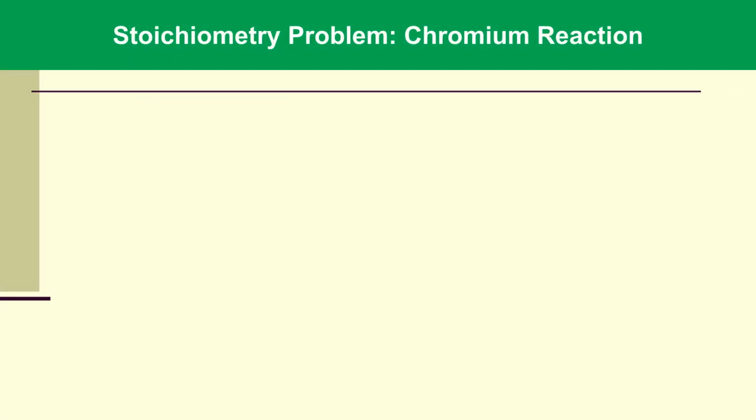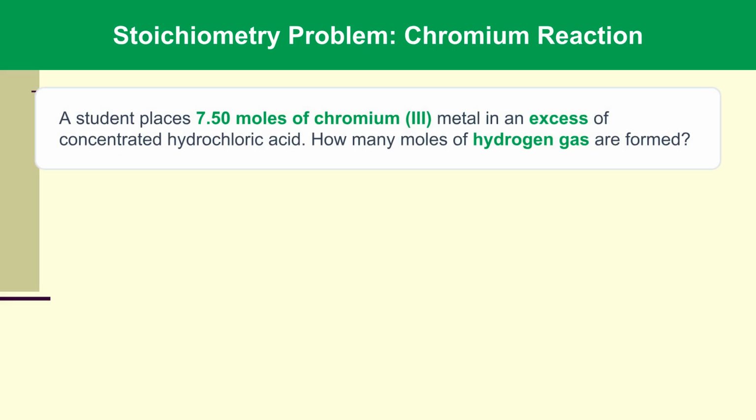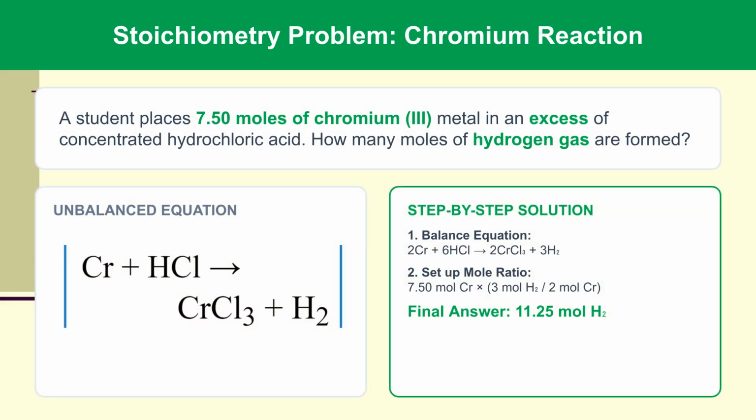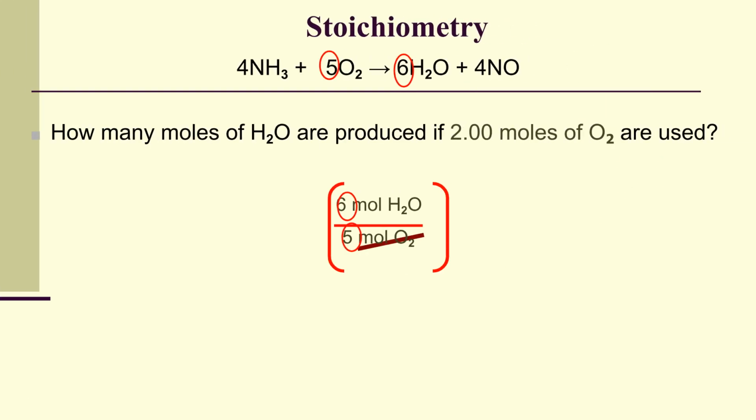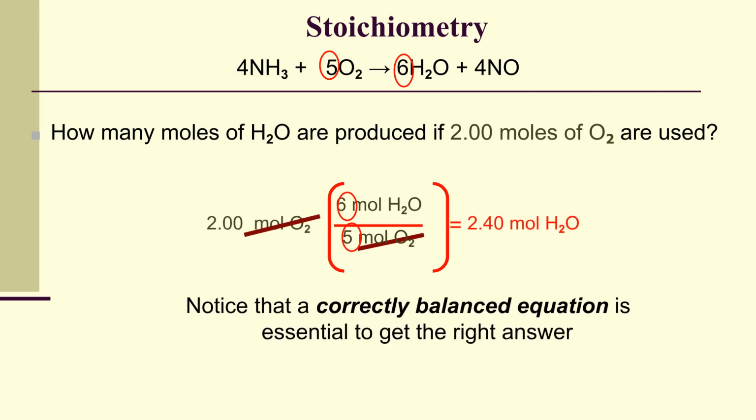Here is a stoichiometry problem for a chromium reaction. We start with an unbalanced equation, then balance it, set up the mole ratio, and find the final answer of 11.25 moles of H2. This mole-to-mole calculation determines the amount of H2O produced from O2. Remember that a correctly balanced equation is essential to obtain the right answer.